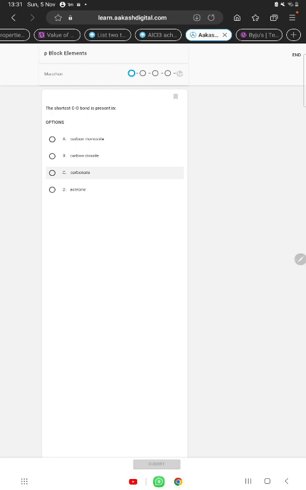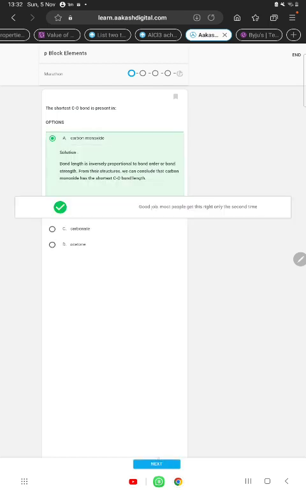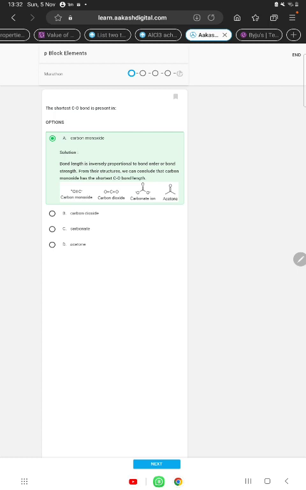The shortest CO bond is present in carbon monoxide, carbon dioxide, carbonate, acetone. So carbon monoxide it can be, students. The bond length is inversely proportional to the bond order and bond strength. From their structures we can conclude that carbon monoxide has the shortest CO bond length. Triple bond is there, compared to others having double bonds.